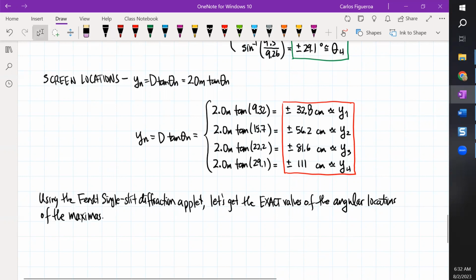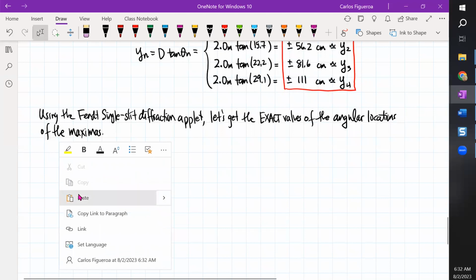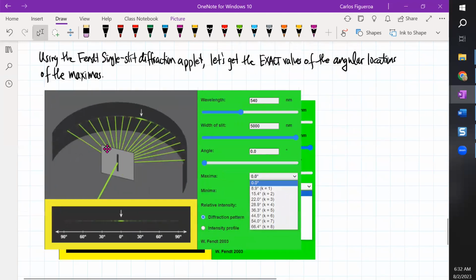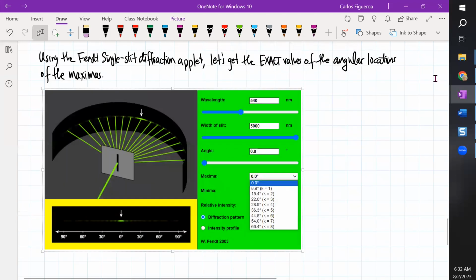So I did this for the first 4, so that's what we're going to compare. When I paste this in, here's what the applet is looking at, and you can see right here that these guys are the applet values.